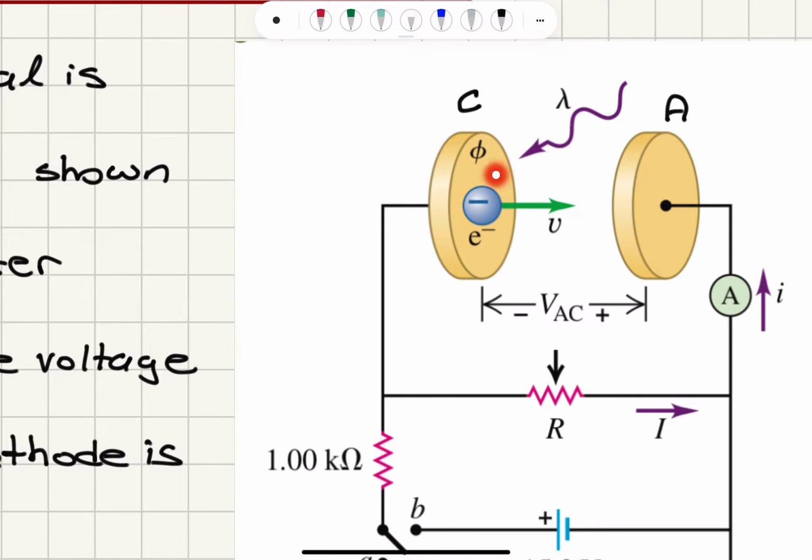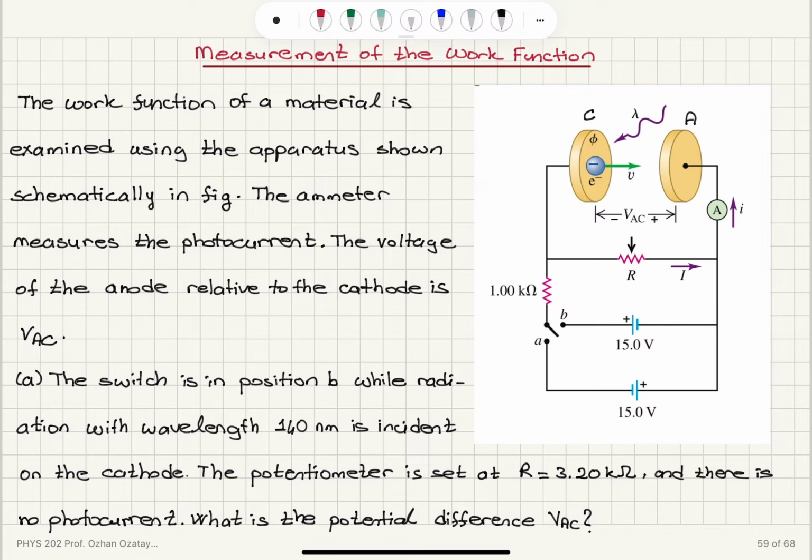So this is our cathode. We have light incident on the cathode, electrons are ejected, so the cathode gets positively charged. The anode is basically getting negatively charged, so we have electrons flowing towards the anode, and we have the voltage of the anode with respect to the cathode, VAC.